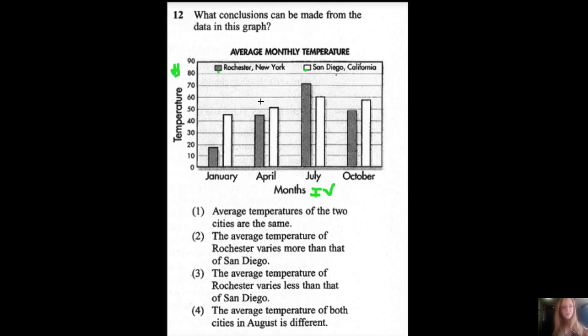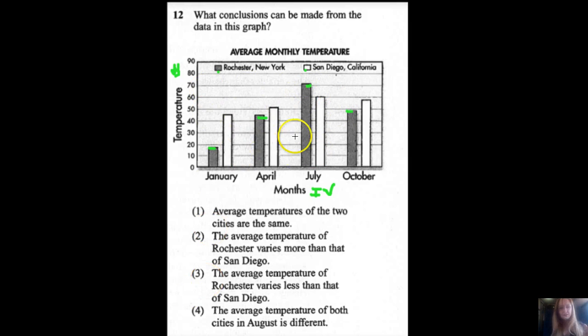Before I even look at the possible answers, if I have the time, I'm going to make my own conclusion. That way, I don't get tricked. They're going to have a trick answer in there, and if I make my own conclusion first, then I'm not going to get tricked. So, let's look at it. Rochester seems to always be colder. Oh, in July, it's warmer than San Diego. So usually it's colder in Rochester except in July.